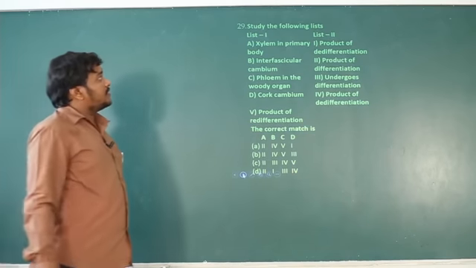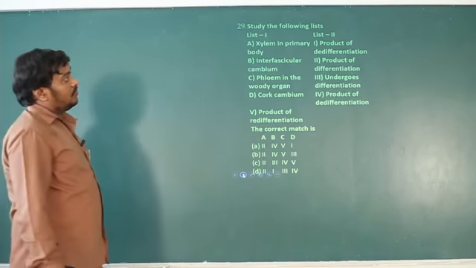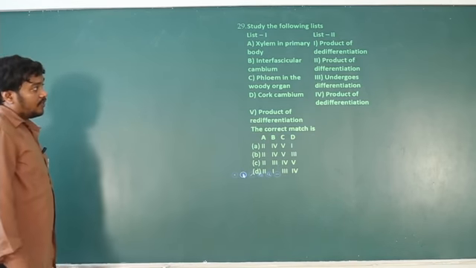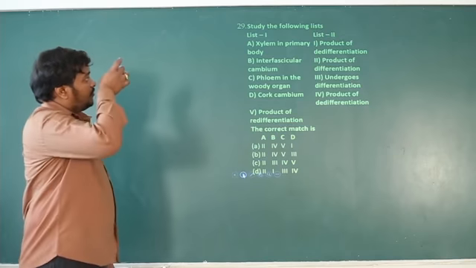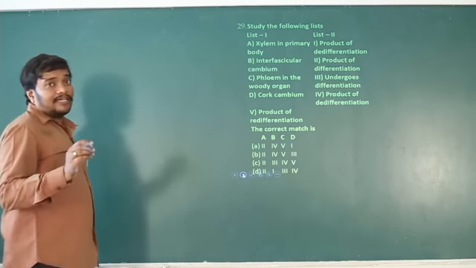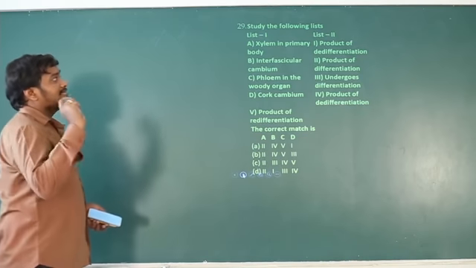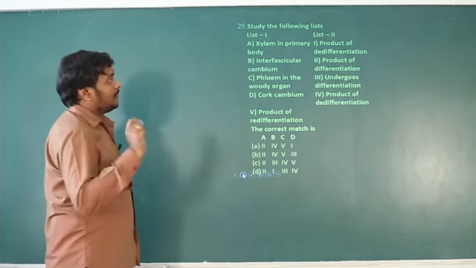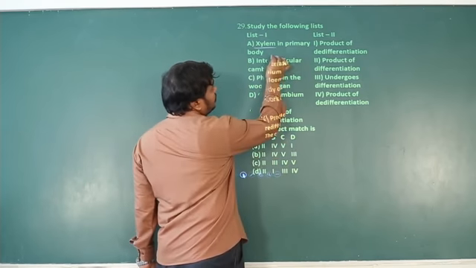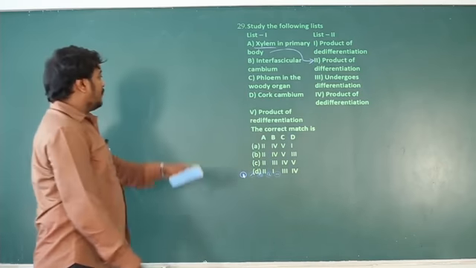So study the following list. Xylem in primary body, interfascicular cambium, phloem in the woody organ, cork cambium. Product of differentiation, de-differentiation, product of differentiation, undergoes differentiation, product of de-differentiation. Okay, so first is xylem in a primary body. Xylem formation in the primary body happens when the plant germinates and the plantlet comes from the embryo. It is a primary process. Xylem formation as primary xylem is an example for differentiation.